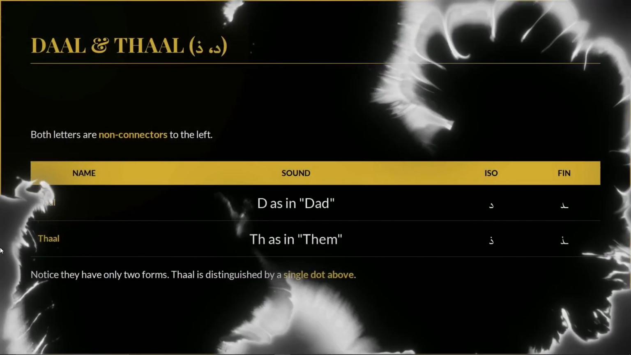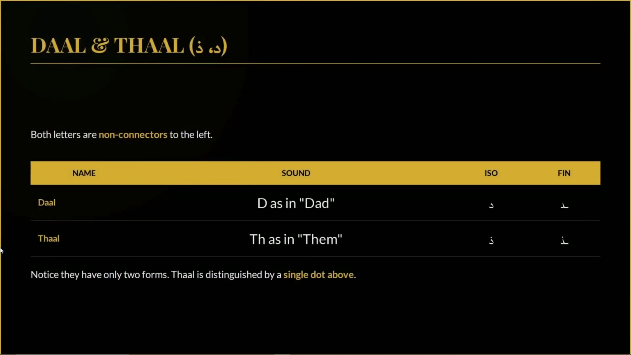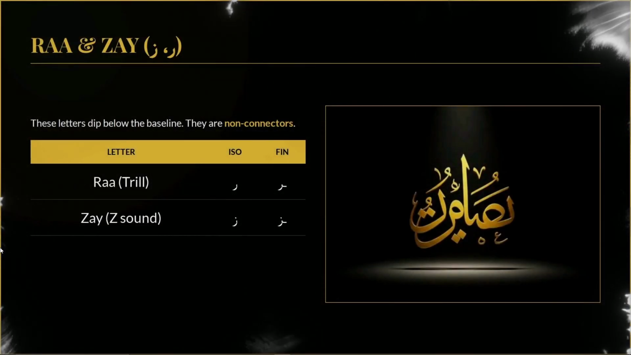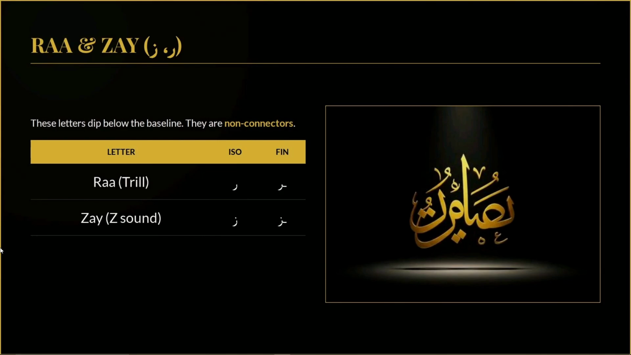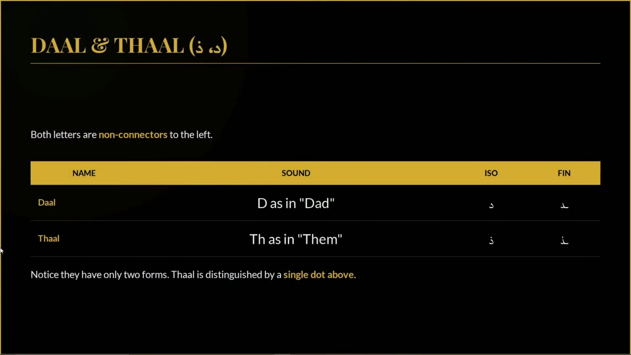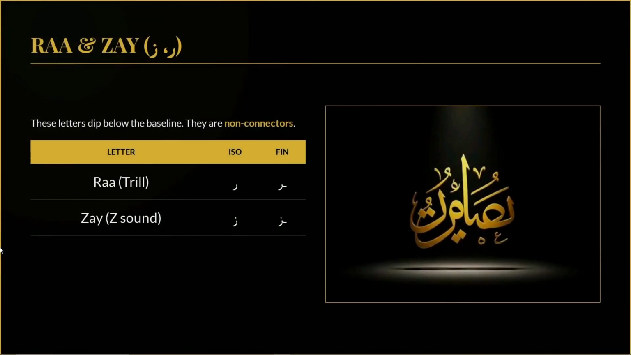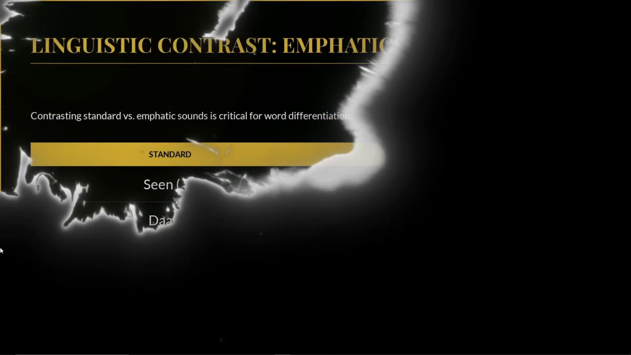The third family, the non-connectors: Dal, Dhal, Ra, Za. These four letters are functionally unique. They are selfish connectors. Dal and Dhal are angular and sit firmly on the baseline. Ra and Za are liquid sounds, one an apical trill and the other a sibilant. They both slide below the baseline. None of these four connect to the letter following them.